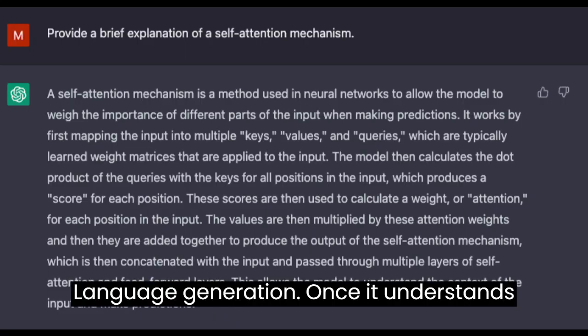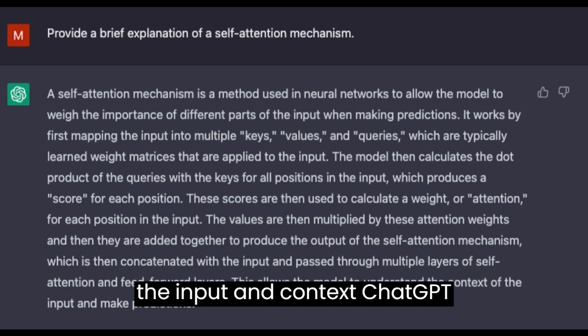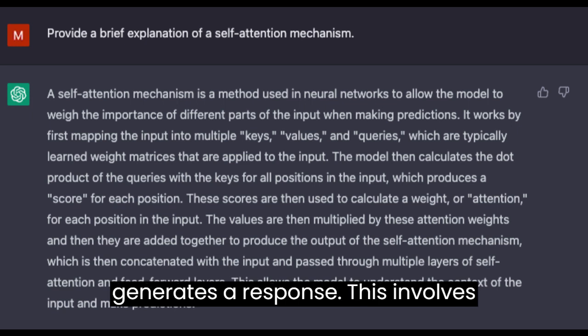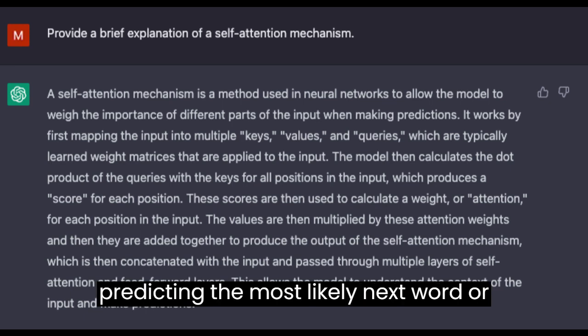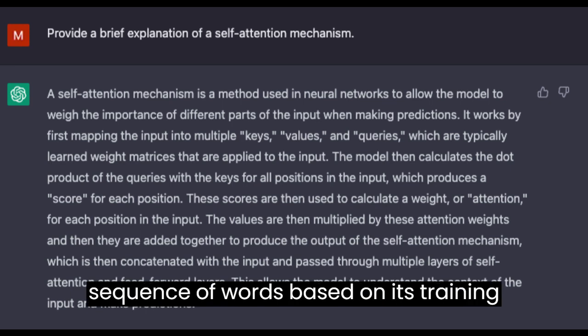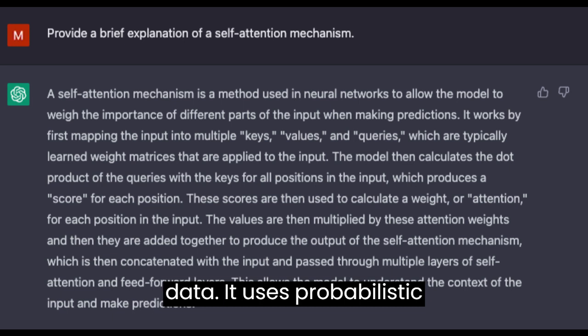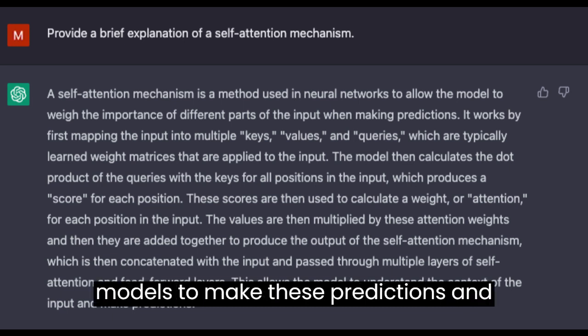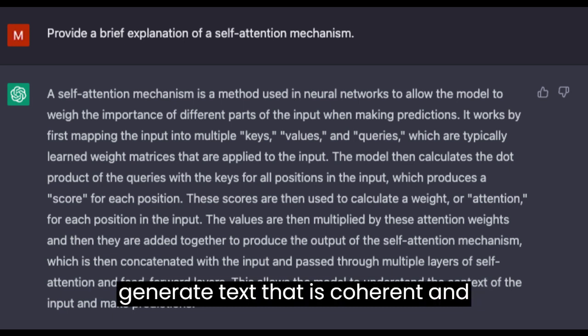Language generation. Once it understands the input and context, ChatGPT generates a response. This involves predicting the most likely next word or sequence of words based on its training data. It uses probabilistic models to make these predictions and generate text that is coherent and contextually appropriate.